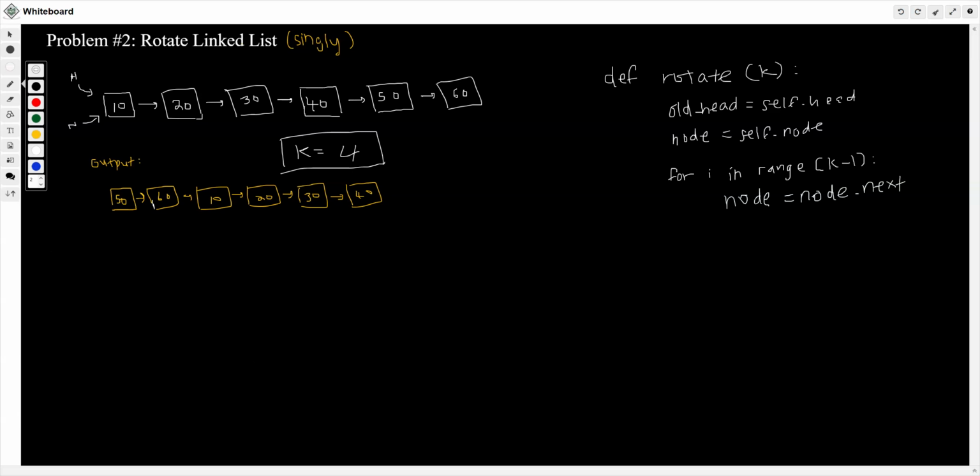So we have to now declare 50 as the head, and we do that by saying self.head equals node.next, because now we are at 40 and we are looking towards 50, and we want to make 50, the thing next to 40, the new head. So the old head becomes 50, and node.next.